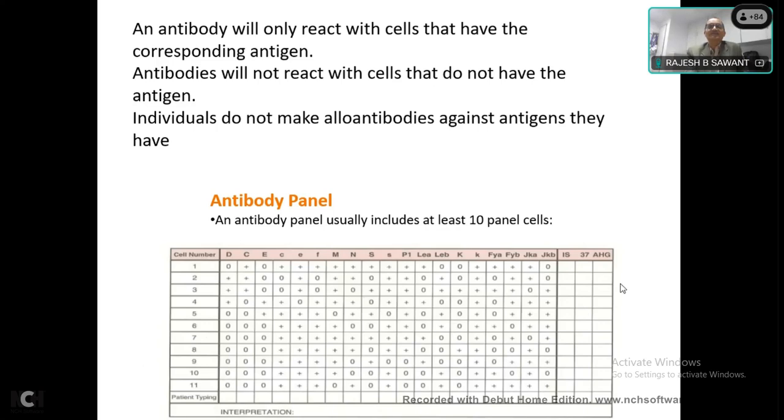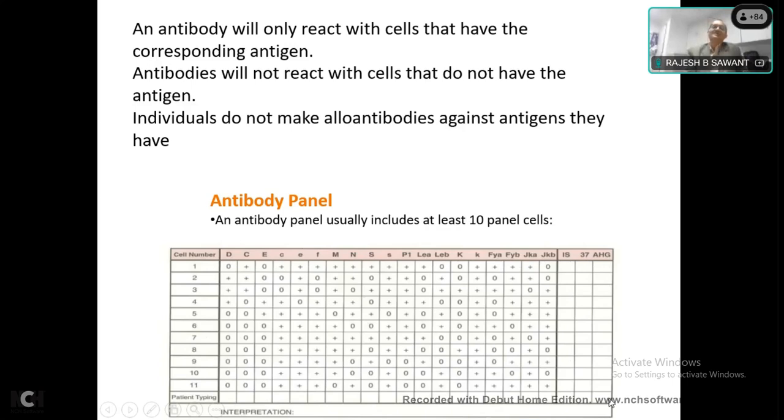So this is just an example of the antibody panel. Basically, you can see here, these are the cell numbers. So there are 11 cells and their configuration or the phenotype is mentioned over here. You note down whether you have noticed agglutination or no agglutination in the immediate spin, that is the saline phase at room temperature, and at 37 degrees Celsius, and in the anti-human globulin phase.